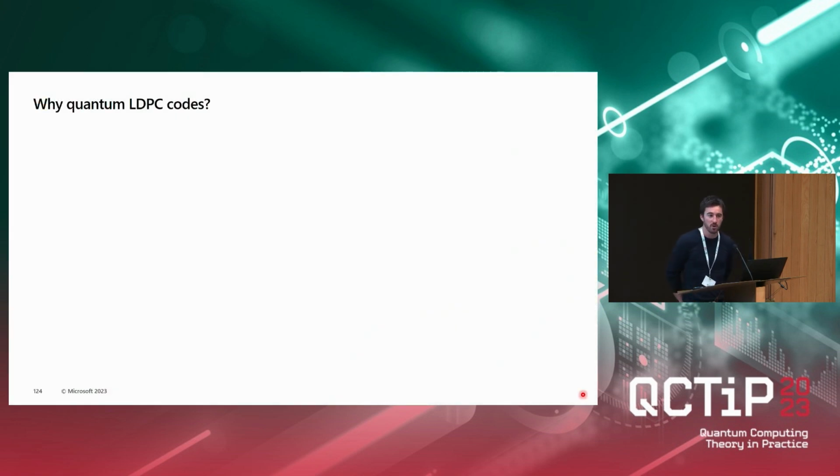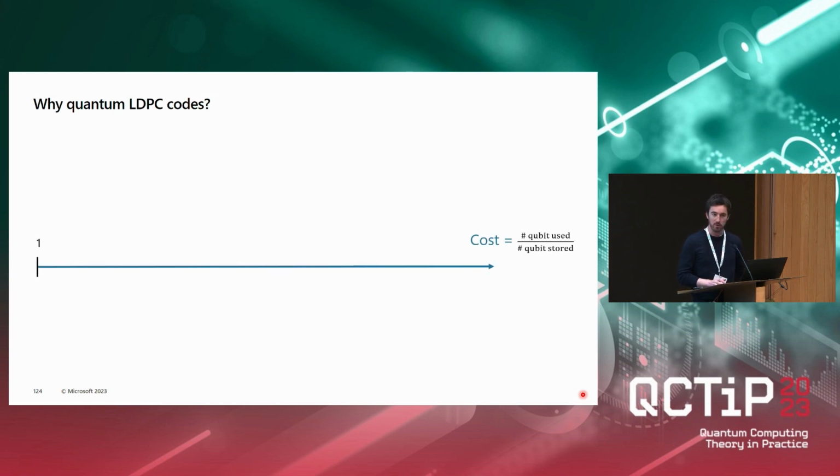So first, why do we care about quantum LDPC codes? I'm going to look at the cost of error correction. And by the cost, I mean number of qubits used divided by number of qubits stored. So how many extra qubits do we need to store a given number of qubits? And if you don't use error correction, the minimum is 1. All your qubits are useful.